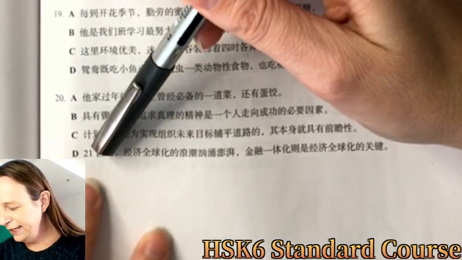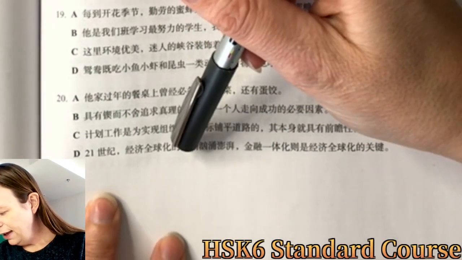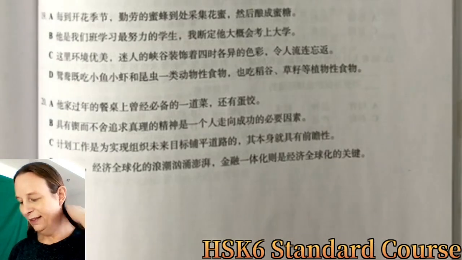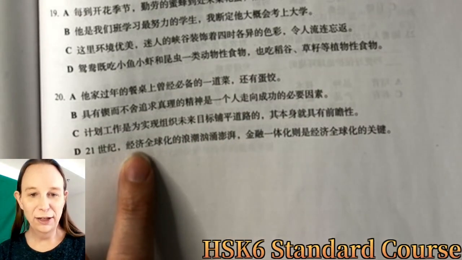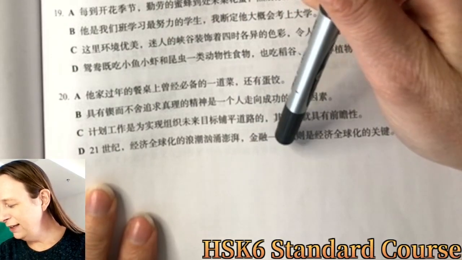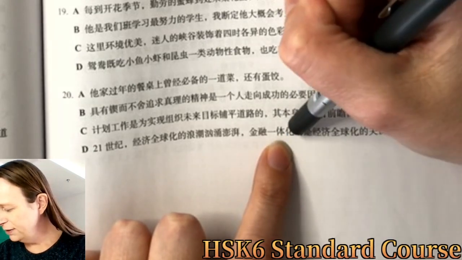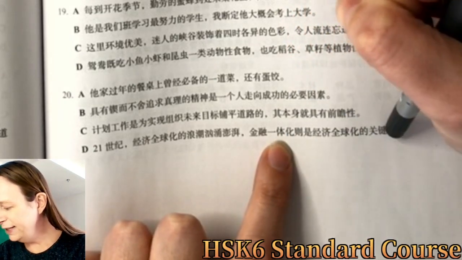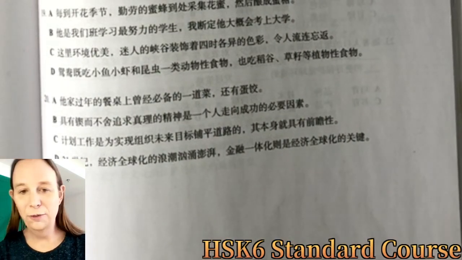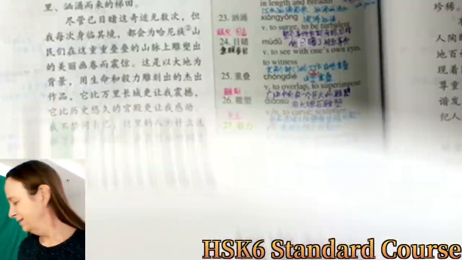第21世纪经济全球化的浪潮汹涌澎湃. So the tide of economic globalization is surging forth. 金融一体化 so financial unification 则是经济全球化的关键, is key to economic globalization. Yeah, that's from this one, the workbook.